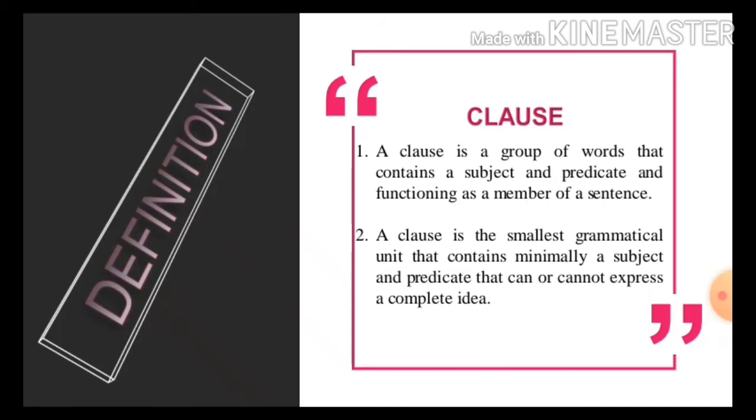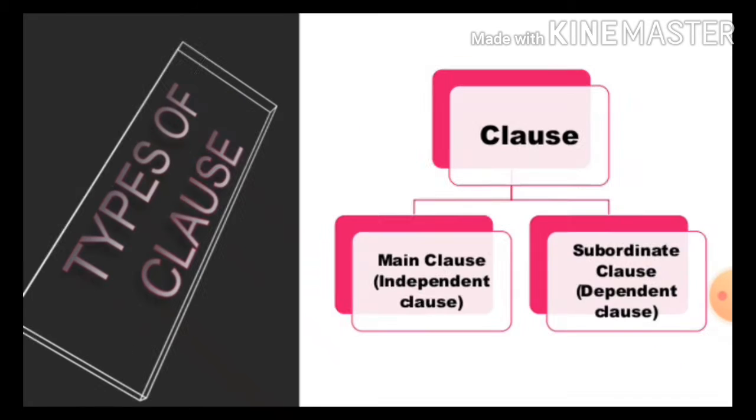Maksudnya gimana dapat mengekspresikan ataupun tidak dapat mengekspresikan complete idea? Okay, you will get the answer in the next explanation. Okay, types of clause. There are two types of clause. The first type is main clause, or it's also known as an independent clause. And then the second type is subordinate clause or dependent clause.